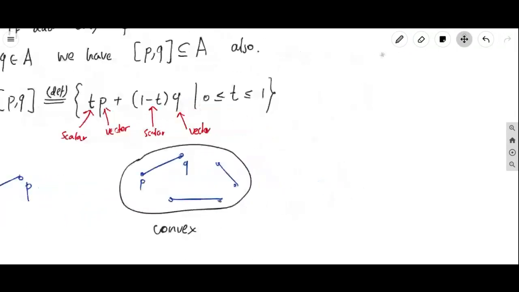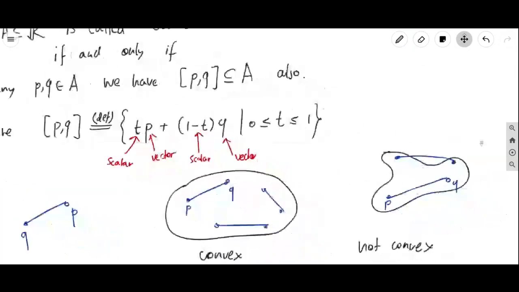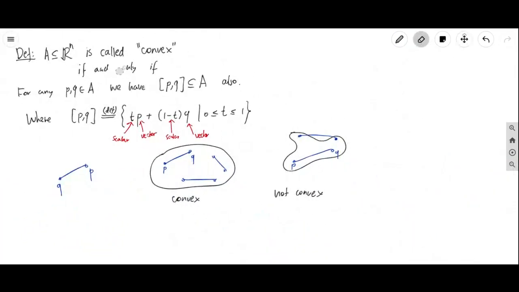If you want an example of something that is not convex, you might have something that looks like this, let's say. So then you have p. Here, if you have p and q, the segment stays in the set. But the problem is you might have a point over here and a point over there, and then the line segment that connects them leaves the space. So convex has the property that if you pick any two points in your set, the segment between them stays in the set.